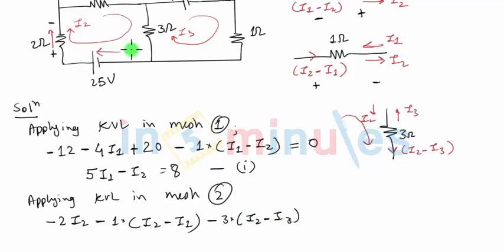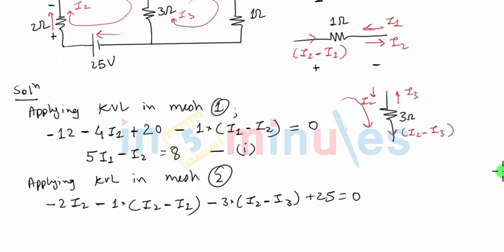We are traveling in clockwise direction, so we'll be going towards left. From negative polarity to positive polarity, the drop will be positive, so it will be plus 25 equal to 0. So that's my second equation, but we need to simplify this. All three currents are appearing this time, I1, I2 and I3. So the first term is for I1, minus plus I1. For I2 we have minus 2 here, minus 1 here and minus 3 here. So that will make it minus 6 I2. And for I3 we have minus plus 3 I3 is equal to, I'll send this plus 25 on the other side, it will become minus 25. This becomes my second equation.